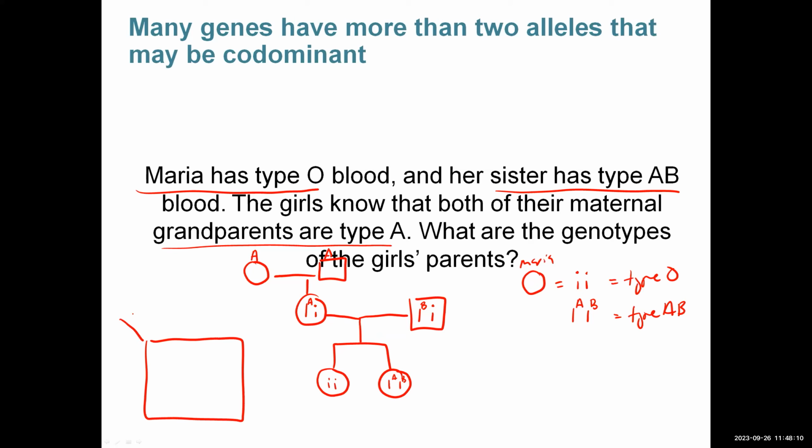We can also check if we were to make a Punnett square about this, we could put the mom on one side and the dad on the other. If these are the mom's alleles and these are the dad's alleles, then the possible outcomes are like this. Do we see Maria and her sister in here? Sure. Here's Maria, and here's her sister.